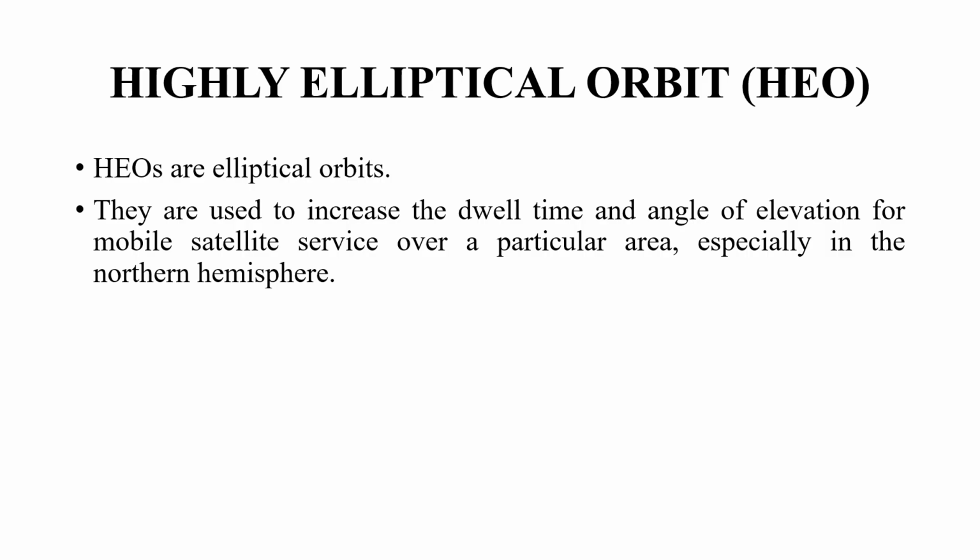Next is the highly elliptical orbit, named HEO orbit. As the name itself suggests, this HEO orbit has an elliptical path, and it is used to increase the dwell time and the angle of elevation for the mobile satellite service over a particular area, especially in the northern hemisphere.